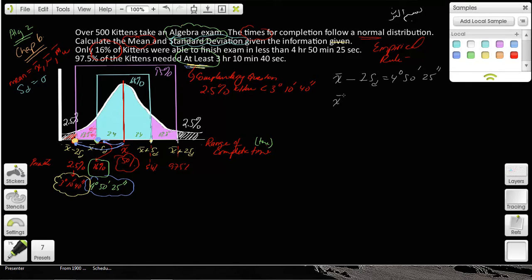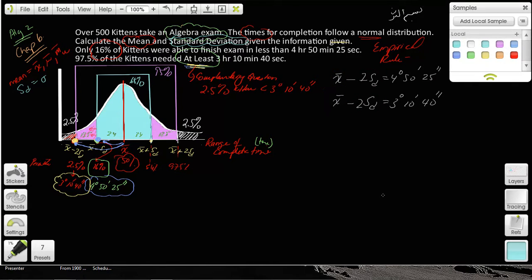And then we know mean minus 2 standard deviation corresponded to that value, which was 3 hours, 10 minutes, and 40 seconds. Now you observe that here we have 2 variables and 2 equations, and we should be able to solve that with reasonable ease, right? Elimination process or substitution process.